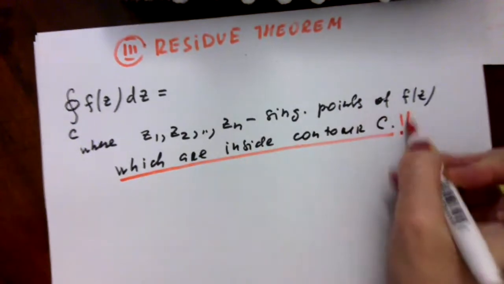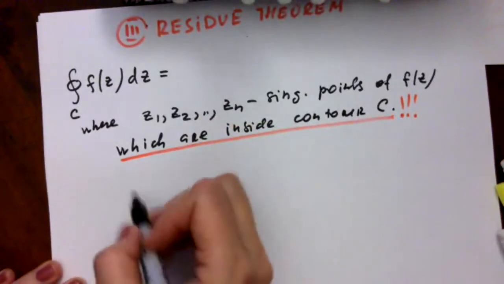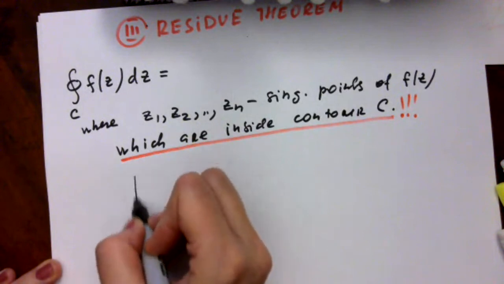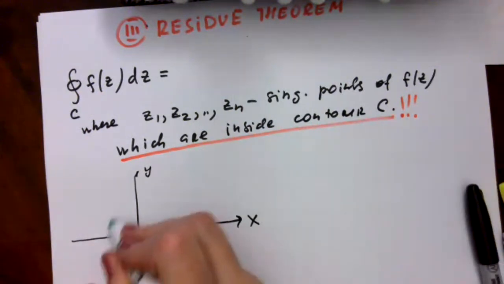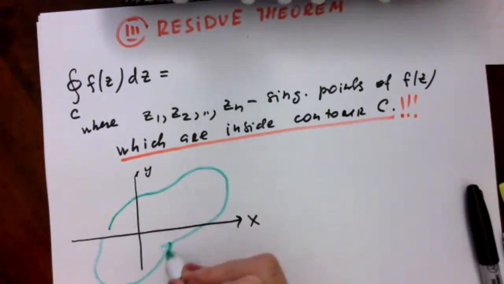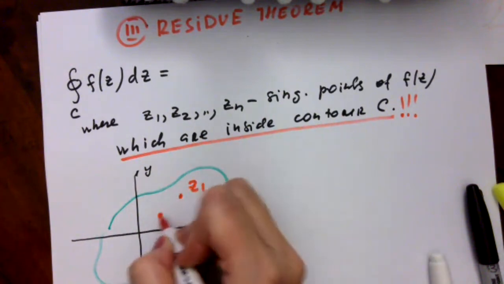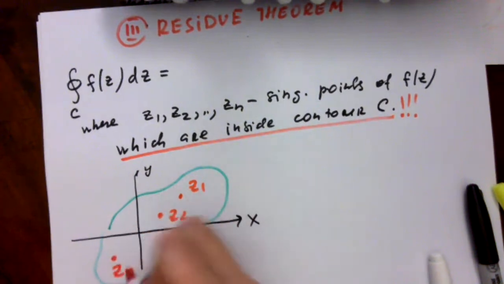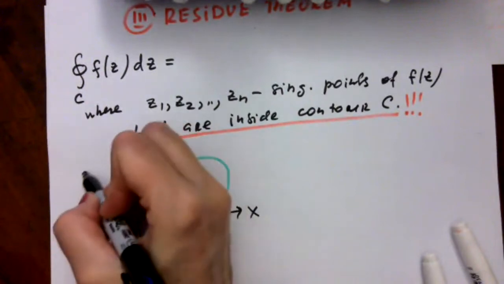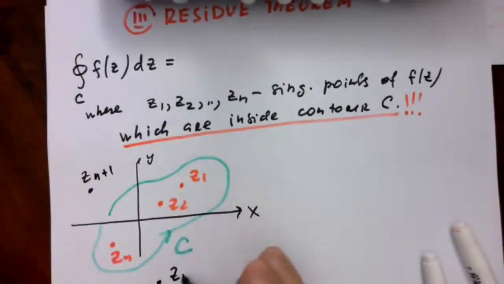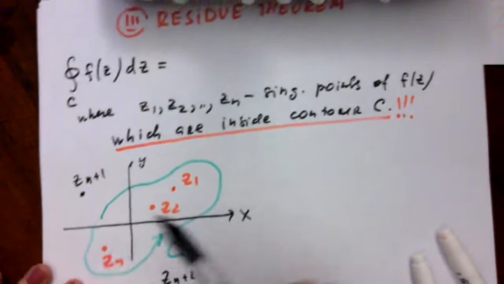I will put 3 exclamation marks here because it's super important. I'm not finished with the formula, of course. We're just discussing the conditions of this theorem. So let's make a drawing here. This is the green one, our closed contour C. And these points z1, z2, and so on, zn, are all inside your contour. Interestingly, this function can have even more singularity points, zn plus 1, zn plus 2, but you don't care about them. You care only about those singularity points which are inside the contour.